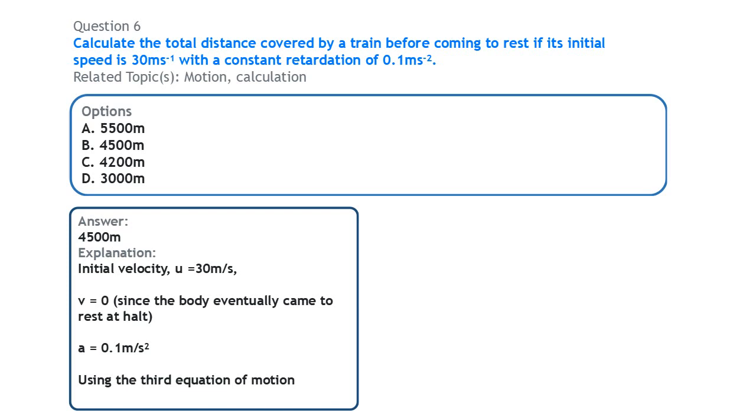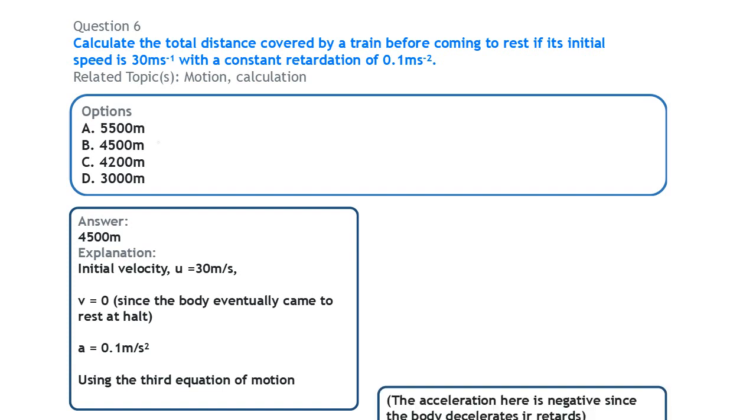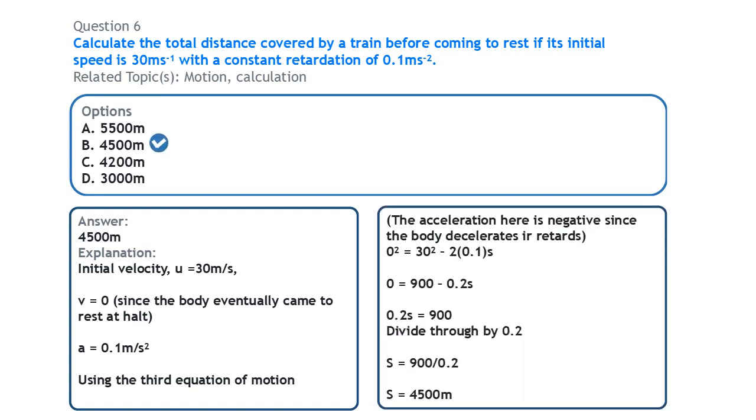Then the acceleration we are given is 0.1 meters per second squared. Now acceleration here is going to be negative, because this is retardation, a decrease in velocity with time. So we have negative acceleration there. We then use our third equation of motion: v squared is equal to u squared plus 2as. This should be plus 2as, but why are we using minus here? Because this is negative acceleration. So we are saying v squared is equal to u squared minus 2as.